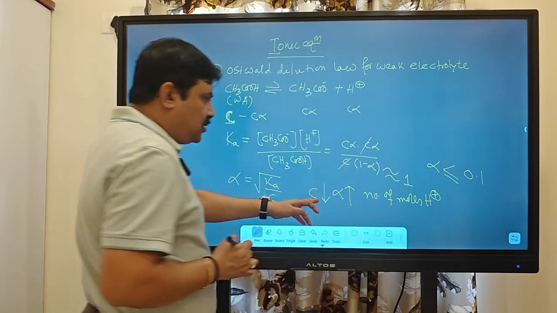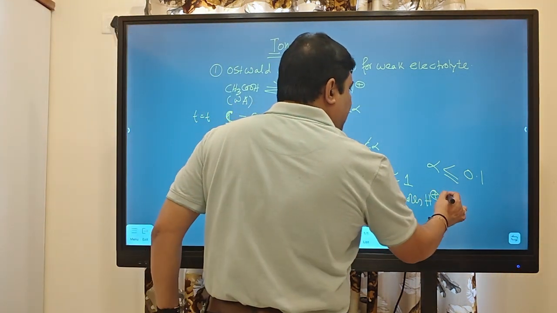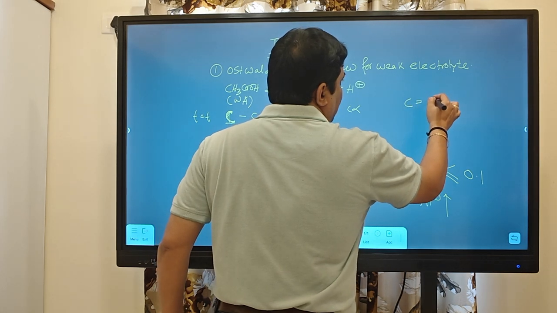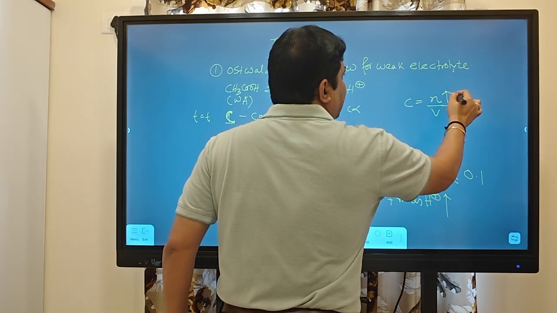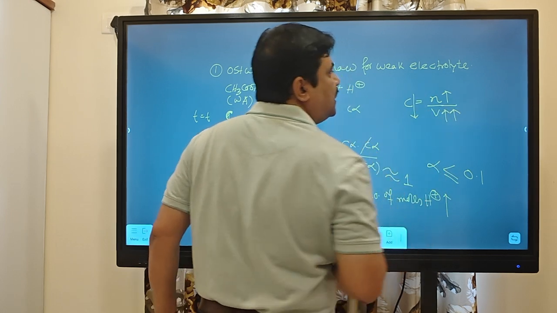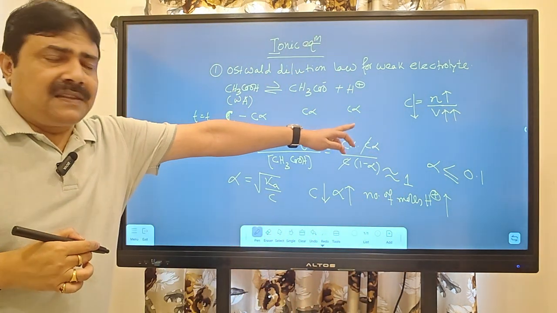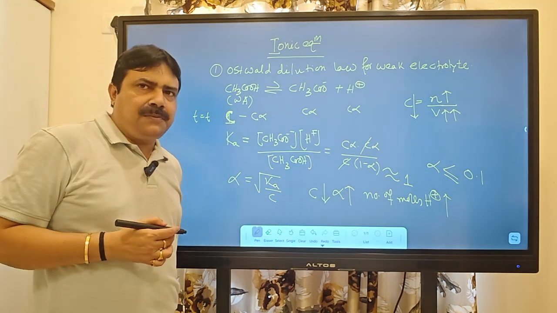But look at how the concentration is decreasing. The number of moles of H plus is increasing, because concentration equals molarity, which is n by V. If the number of moles increases by 1 unit and the volume increases by 2 units, the overall concentration is decreasing. This is the idea. That's why concentration and degree of dissociation are inversely proportional.